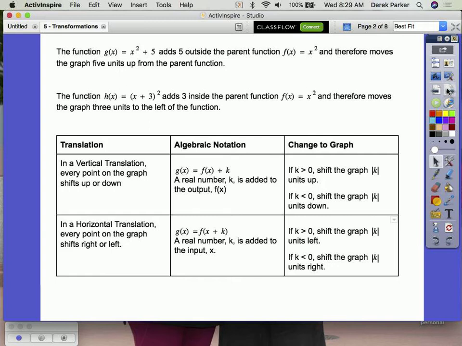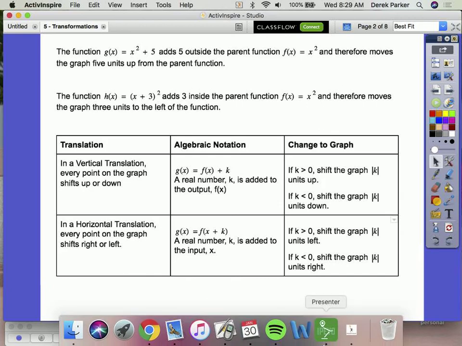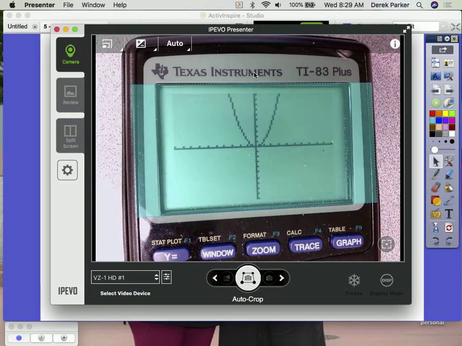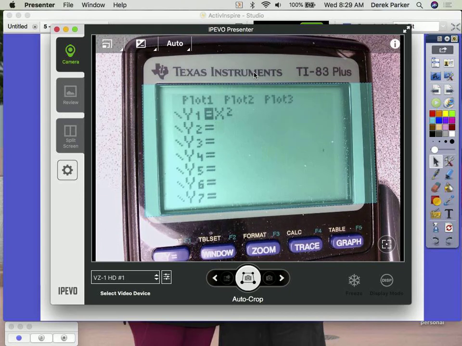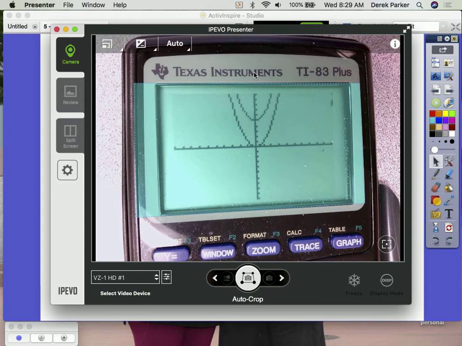So let's go back to our graphing calculator. Okay, there's my parent function, and I'm going to leave it just like that, and I'm going to add x squared plus 5. As you can tell, if you add a constant to the parent function, it slides up. If you add any constant to the x squared, you are going to slide it up.